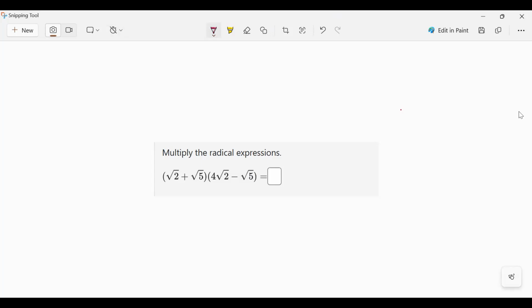All right, let's go over the solution. So for this, radical 2 times 4 radical 2: radical 2 times radical 2 is 2, so it's 4 times 2. Second term, radical 2 times radical 5 is minus radical 10. And the third term, multiplying those two, you get adding 4 times radical 10. And the last term will be radical 5 times negative radical 5, negative radical 25, that's 5. And from there, we just combine like terms.